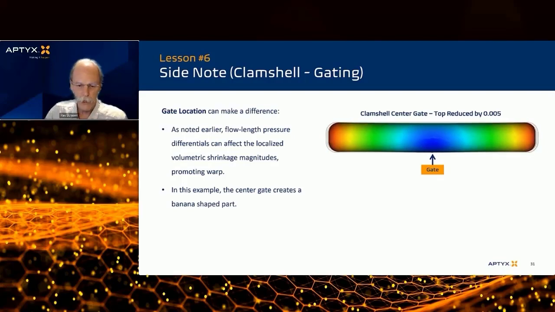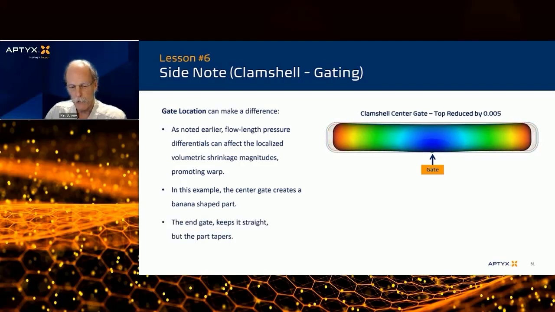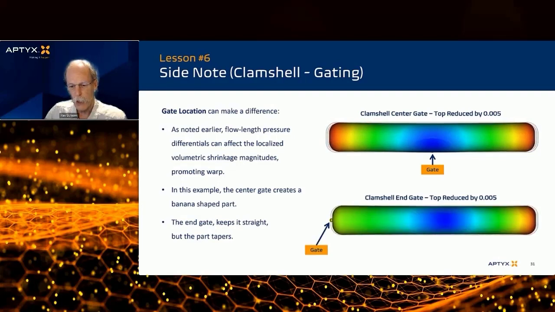So if we just move the gate to the end of the part, you'll see what happens. It stays nice and straight because now we don't have that delta from top to bottom in this view. But if you notice, if you go down to the end of the part, that other principle comes into play. We're so far away from the gate now, we're packing out less and we're getting more shrink. So if you look at it carefully, you'll see that the right end is a little narrower than the left end. So those are the kind of things you've got to balance out and determine what's important to you.